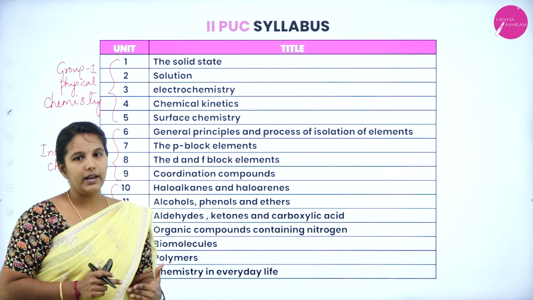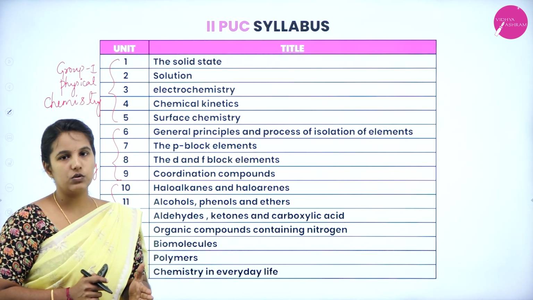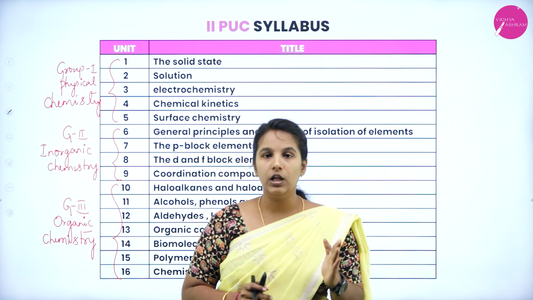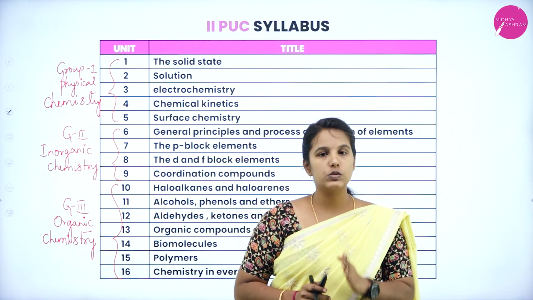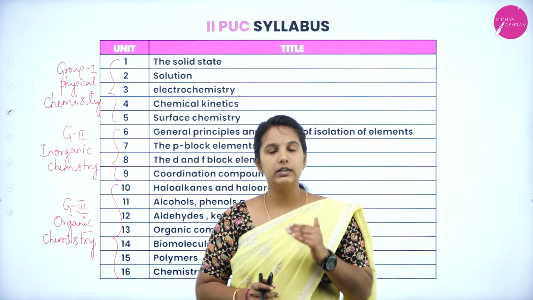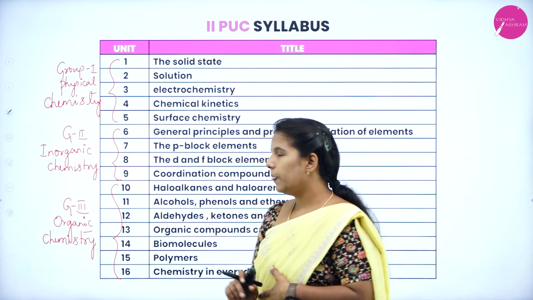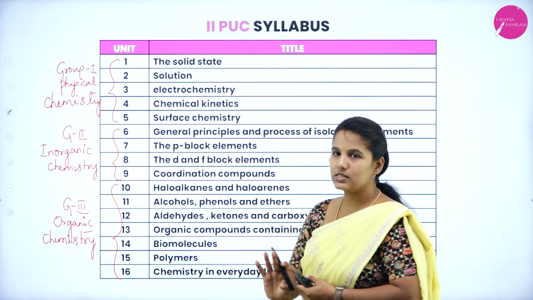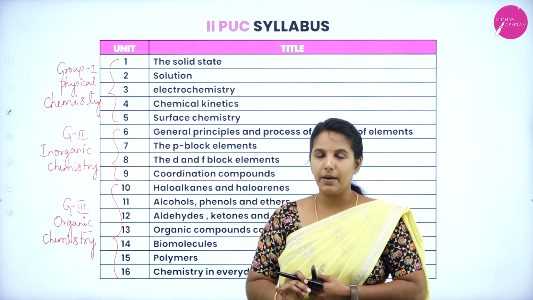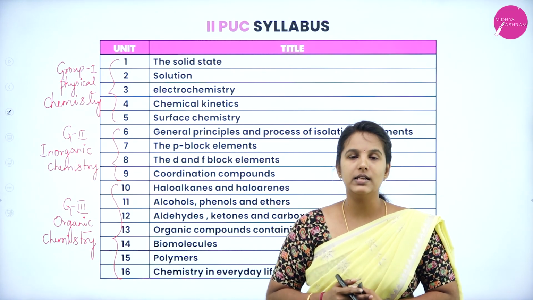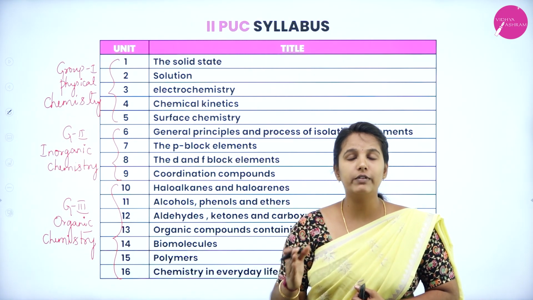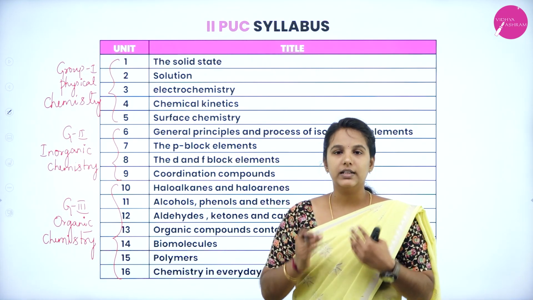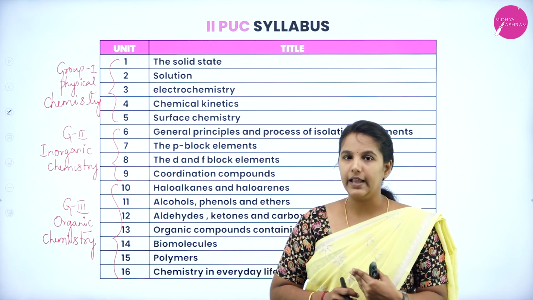Coming to organic chemistry, there will be 7 units. They are Haloalkanes and Haloarenes, that is Unit 10. Unit 11, Alcohols, Phenols and Ethers. Unit 12, that is Aldehydes, Ketones and Carboxylic Acids. Unit 13 is Organic Compounds Containing Nitrogen, the Amines, and Unit 14 is Biomolecules. Unit 15 is Polymers, and Unit 16 is the last one, that is Chemistry in Everyday Life.